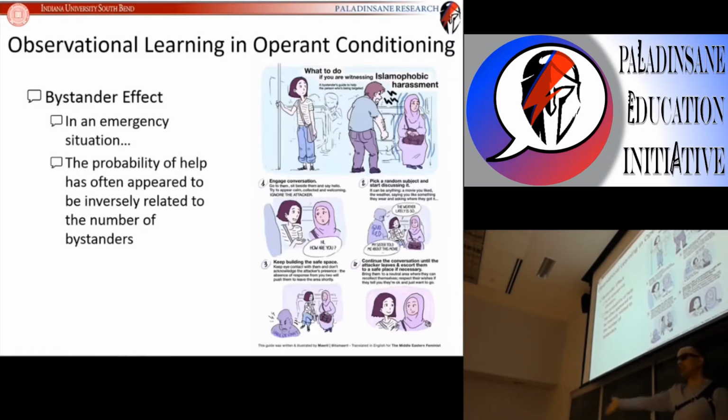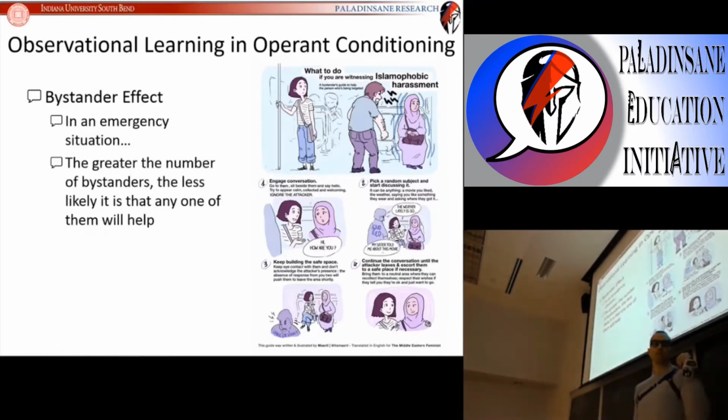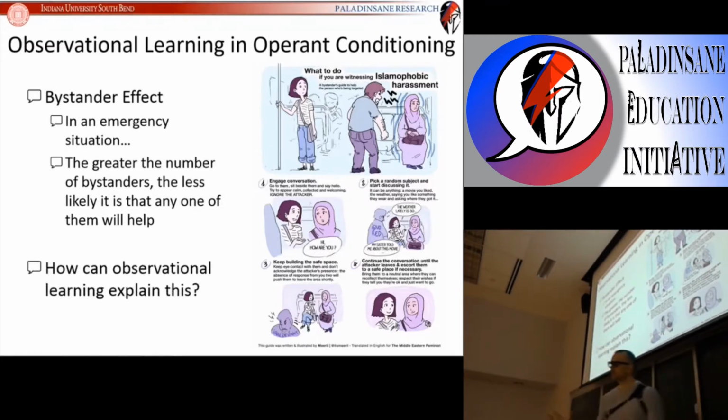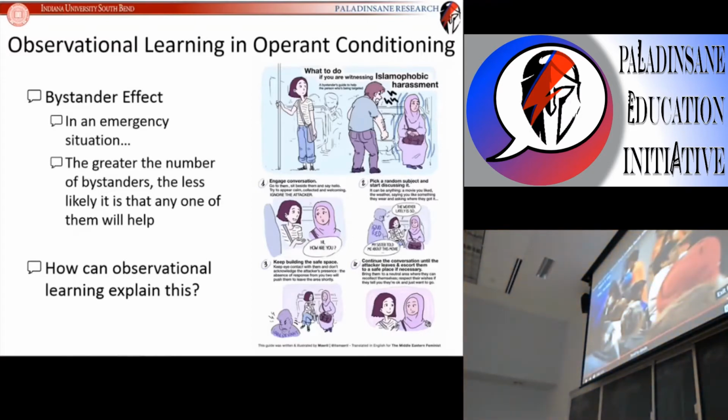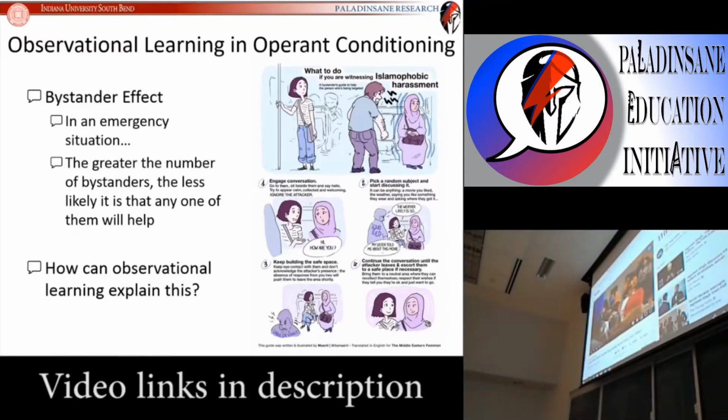Psychology says that each additional person puts your probability of getting help from anybody lower. So the more people that are around you when you need help, the lower a chance you are to actually get any assistance. So the greater number of bystanders, the less likely that any one of them will help. So what we're going to do is take a look at an example of that, and see if we can figure out what is going on here and how observational learning could perhaps explain this bystander effect.